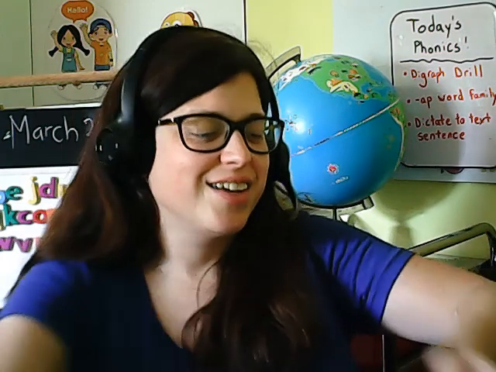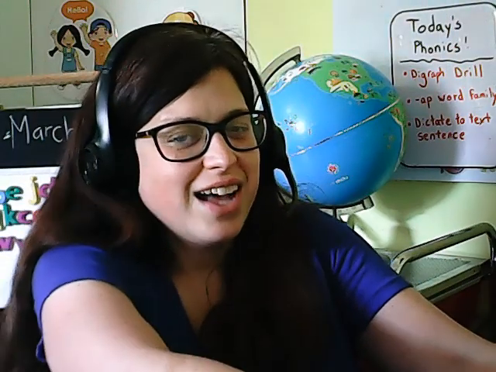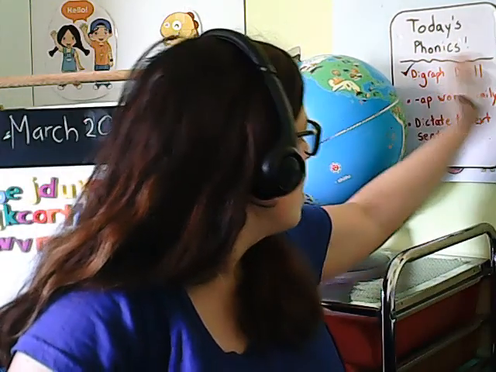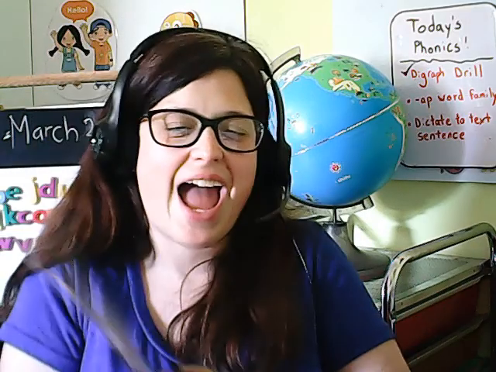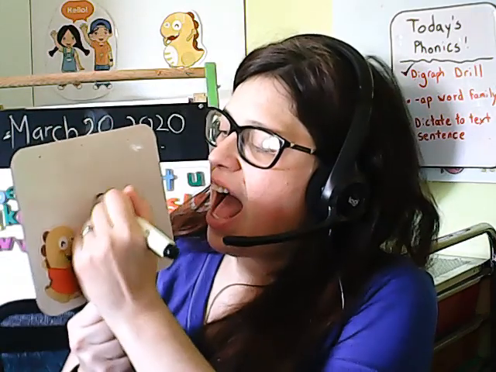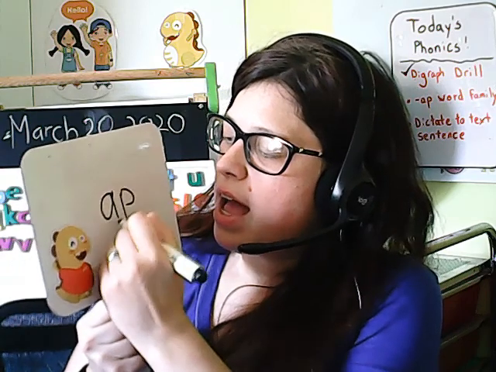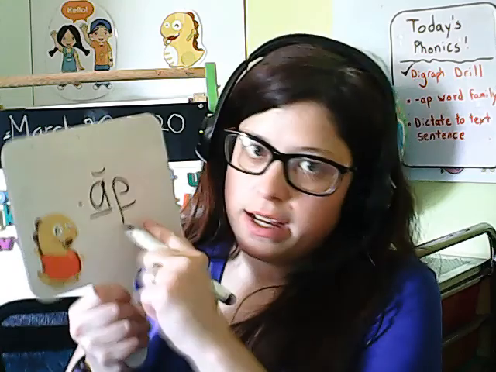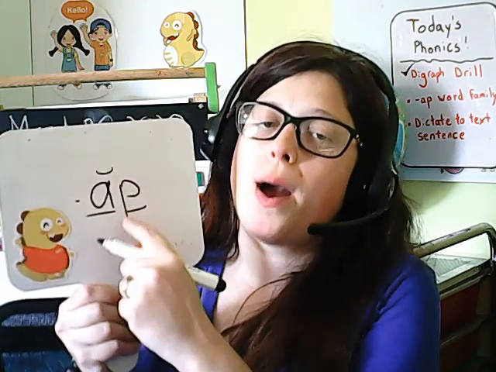Very good. Give yourself a high five, or give me a high five. Now, let's check off our digraph drill, and we will move right into the app word family. App. A. P. It is a short A with a P.